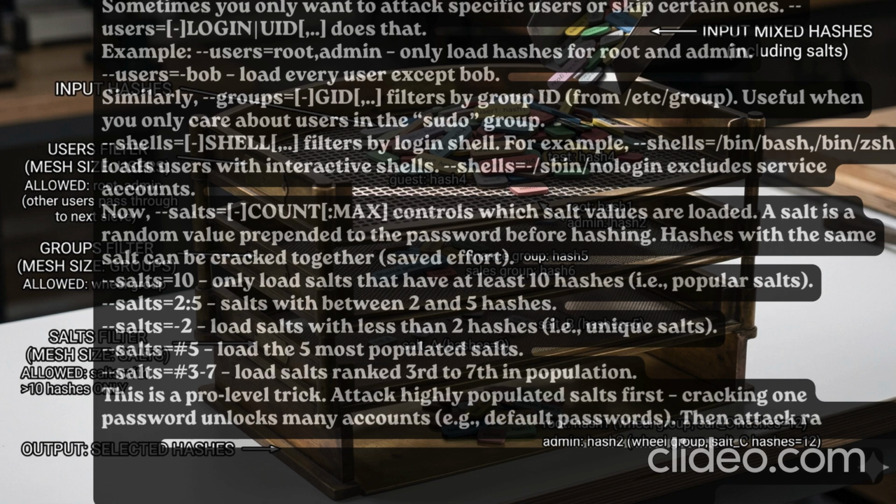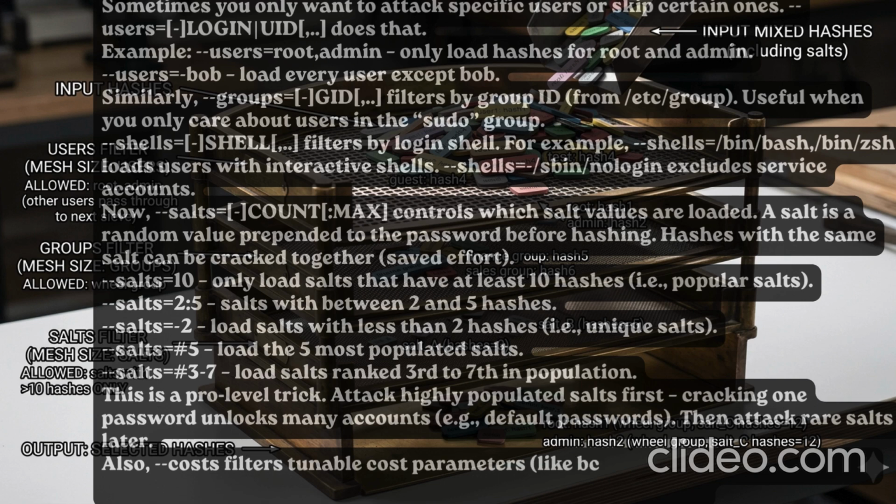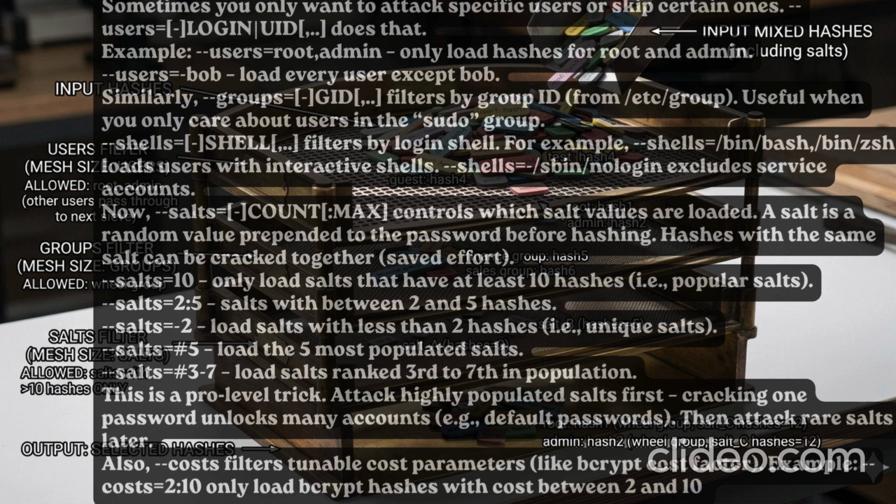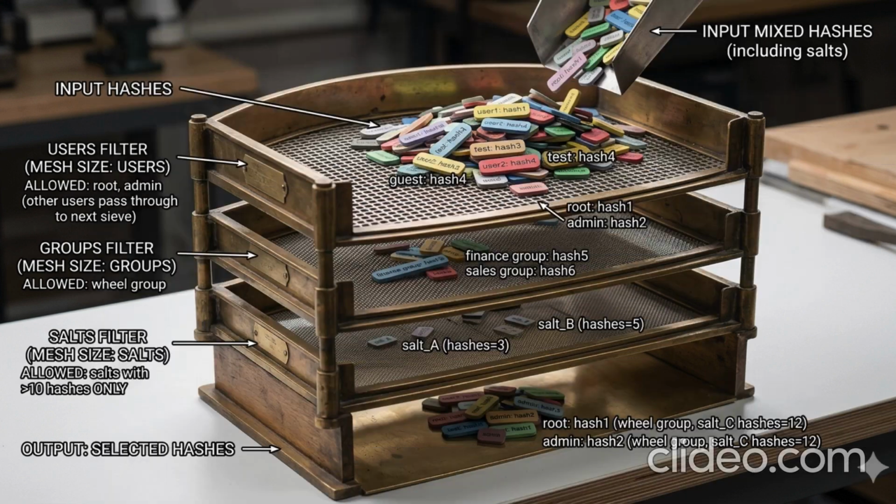This is a pro-level trick. Attack highly populated salts first: crack one password, unlock many accounts, for example a default password. Then attack rare salts later. Also, --cost filters a tunable cost parameter like the bcrypt cost factor. Example: --cost=2:10 only loads bcrypt hashes with cost between 2 and 10.